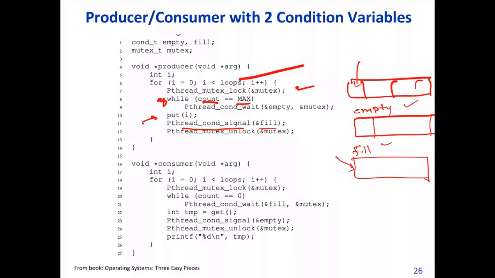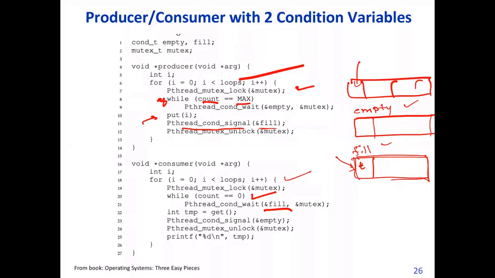Okay, so the consumer is a similar process. It will run in a loop, and if count is equal to 0, it means that the buffer is empty, so it cannot consume anything, right? Then it puts itself into the condition variable called fill. So it will put itself into the first slot of this queue.